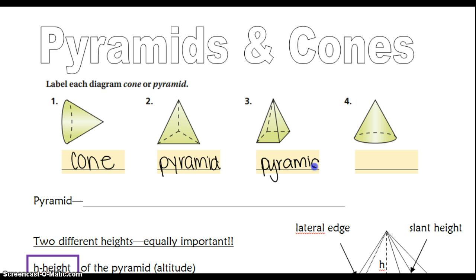The base looks like a square, maybe a rectangle. So it's definitely a pyramid. And number 4, the base is circular, so it must be a cone. All right, what is a pyramid?